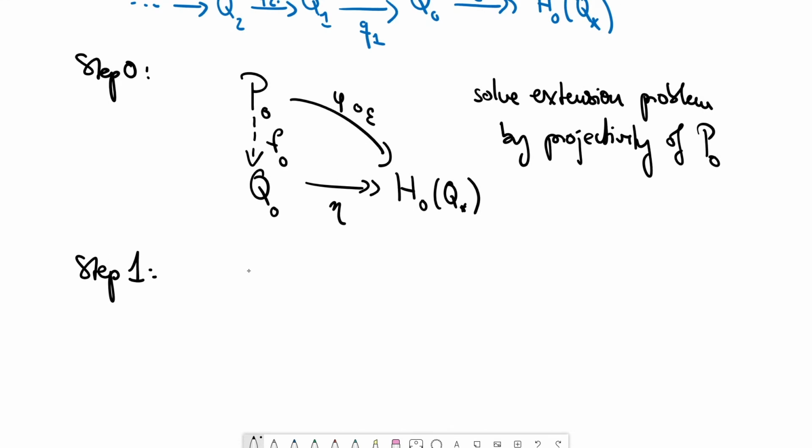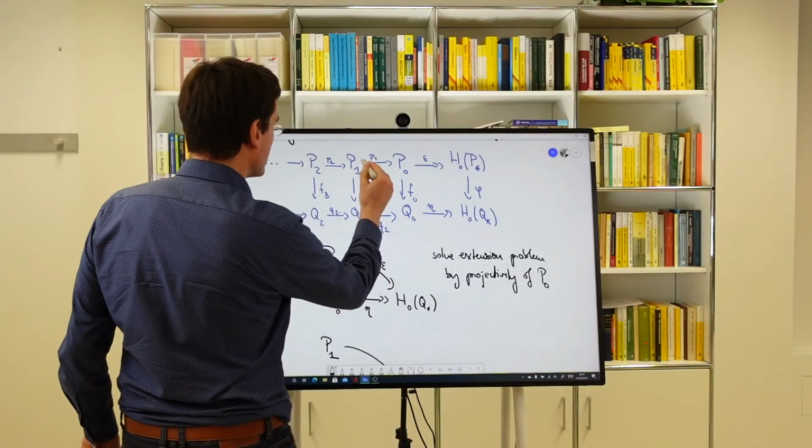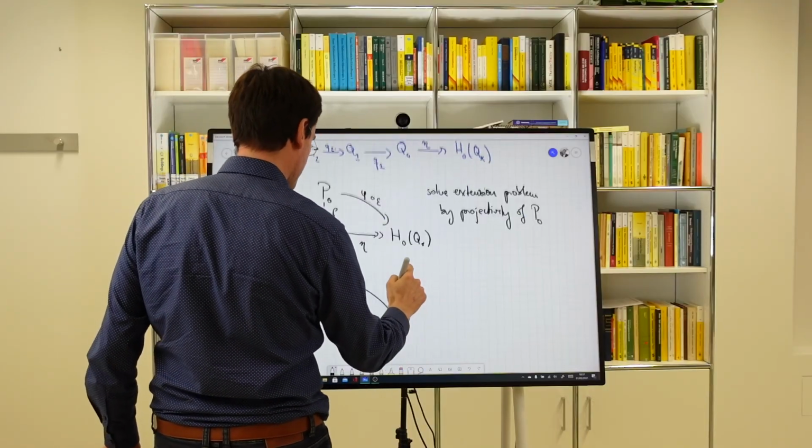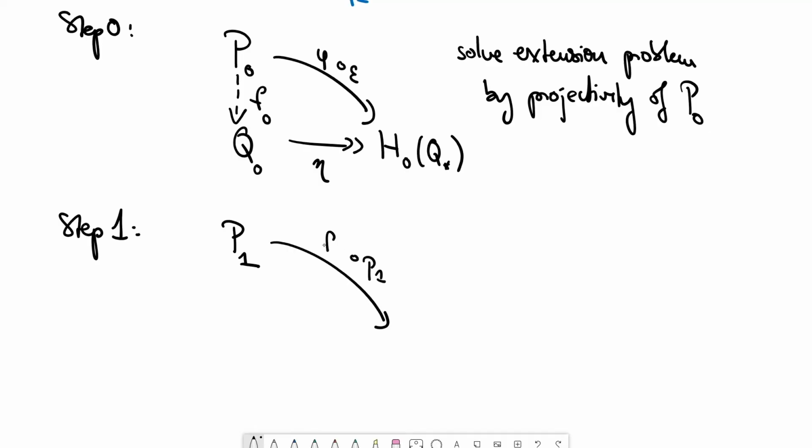I'm looking at P1, and then again, I'm going via the differential and then F0. Then I land here in Q1. Here I have Q1. But now I want to say that it's not just Q0 I'm landing in. I'm actually landing in the image of Q1 here. And this is, of course, then automatically surjective.